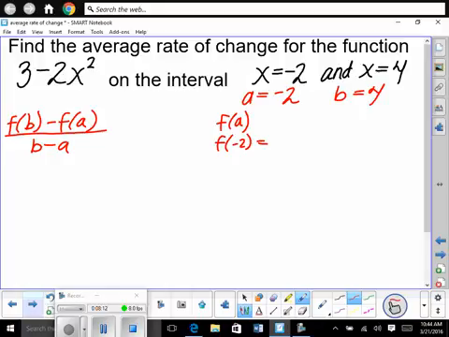So we're finding our function at negative 2. I'm going to show my work for this one, so I'm going to do that right down here. So we have 3 minus 2 times, we're plugging in negative 2, so negative 2 squared, right? You have to use parentheses today, people, or you're going to get it wrong. Anything squared, no matter what, has to be in parentheses.